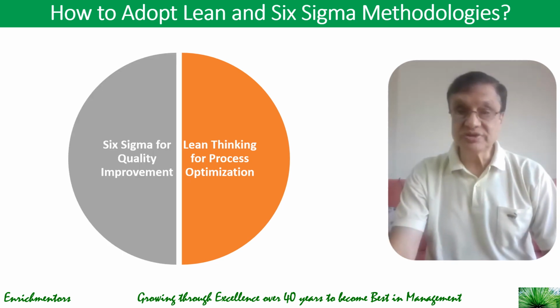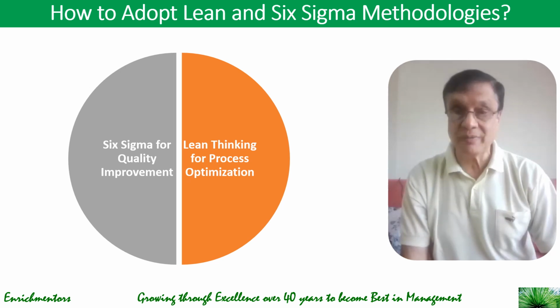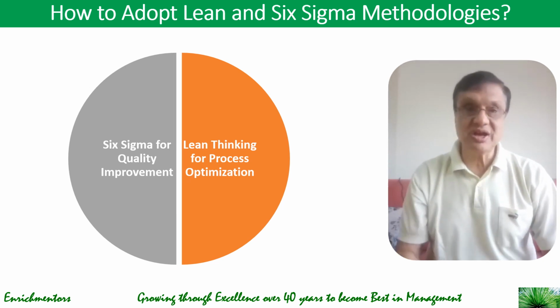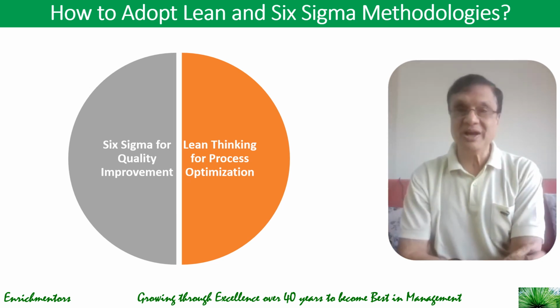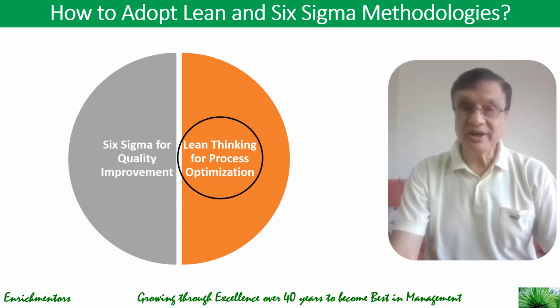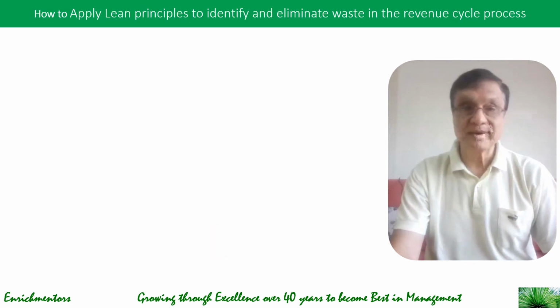Second thing would be to use Six Sigma techniques to reduce variability and improve the quality of RCM processes. For example, you can use Six Sigma to identify common sources of errors in claim submissions and develop targeted strategies to eliminate these issues. So this is how you can adopt Lean and Six Sigma at a top line. Now, the question is, how can you apply lean principles to identify and eliminate waste? Let's take a look at that.